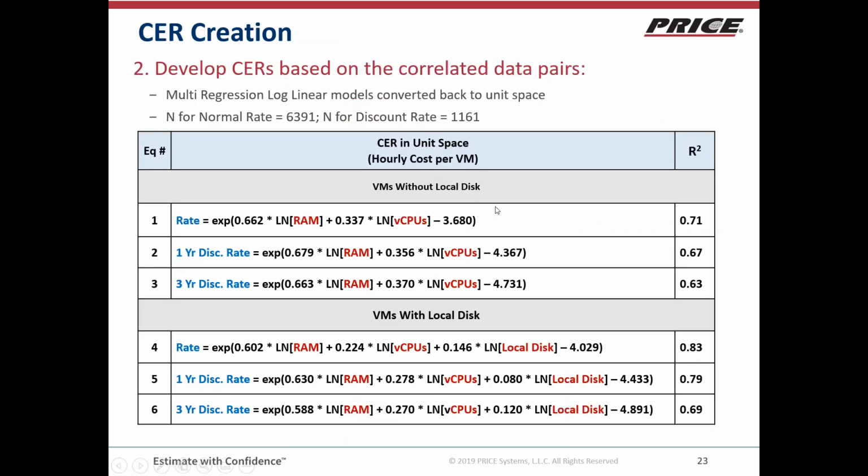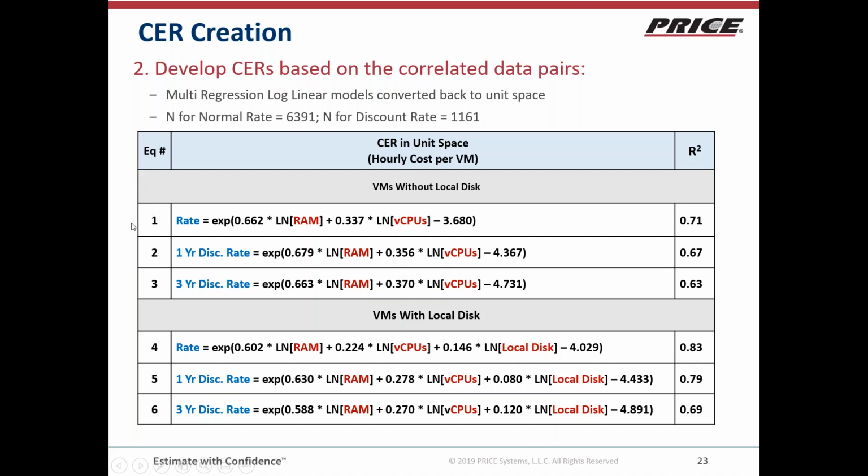Now, again, we had the 3 different types of pricing, and we also saw that local disk space was a driver of price, so we split up the models based on those 2 key factors: the pricing type and whether there was a local disk in the virtual machine.